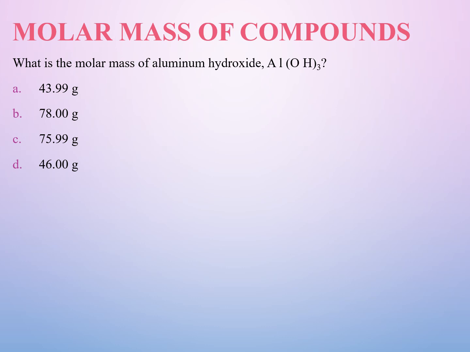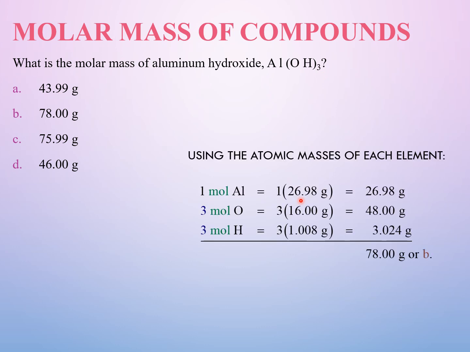So let's find the molar mass of aluminum hydroxide, which is Al(OH)3. Okay, so we have 1 Al, 3 O's, and 3 H. Let's go ahead and find them from the periodic table. Aluminum is 26.98, oxygen is 16.00, hydrogen is 1.008. So you add everybody up together. Don't forget to multiply by 3 and 3 for O and H because there's 3 of those. And you add them all up, you get 78 grams, or B.